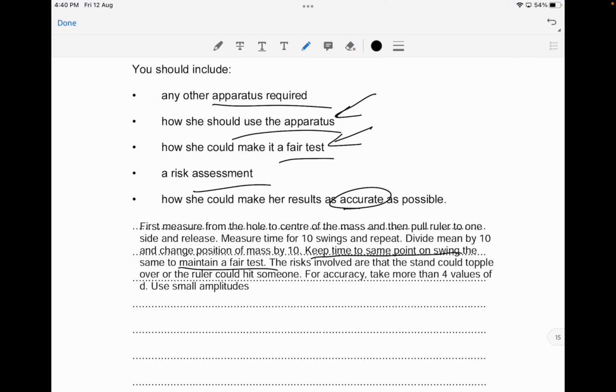So we have to take that. The risks involved are the stand could topple over or the ruler could hit someone. This is showing us the risk assessment of this case. And how she could make her results better is that for accuracy, she should take more than 4 values of D. D just represents the distance, a short form of distance. And she should use small amplitudes.